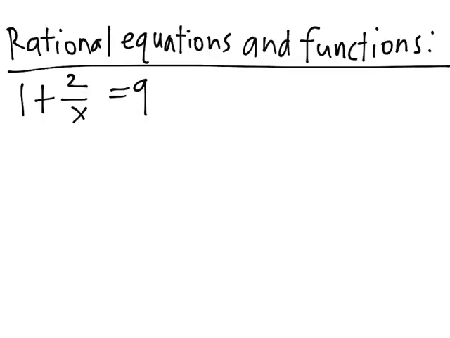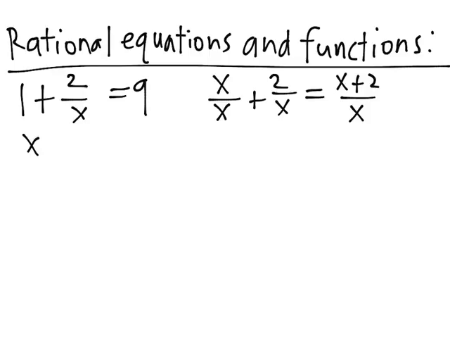The first step to solving an equation like this is to make sure that the left and right sides are both a single fraction. Let's combine the two terms on the left side. 1 can be written as x over x. So we have x over x plus 2 over x, which is equal to x plus 2 over x, which can't be simplified. So this is the left side, x plus 2 over x. And on the right side, we have 9, which can be written as 9 over 1.